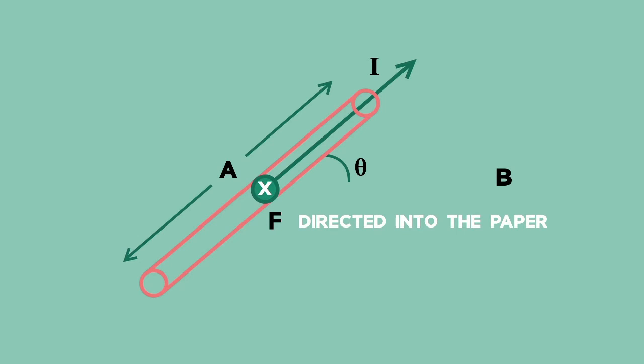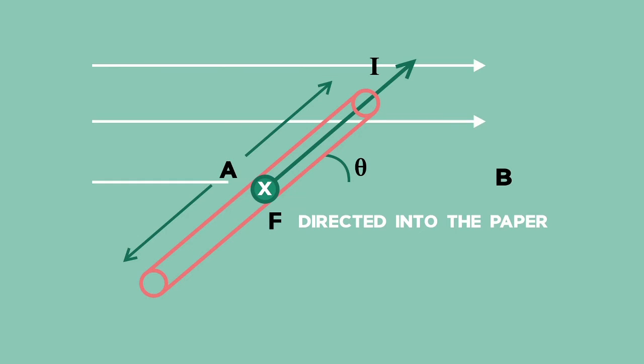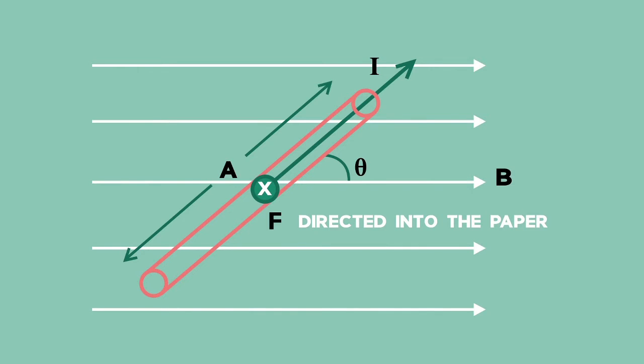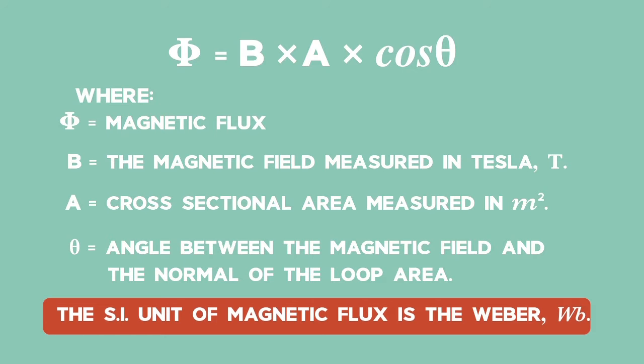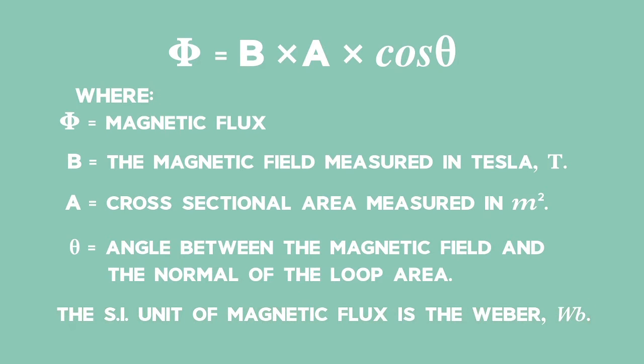Magnetic field lines are also known as flux density. The more field lines, the greater the flux density. So flux density is like the thickness of magnetism. Magnetic flux is given by the equation phi is equal to B times A times cos of the angle between the field and the axis of the loop of wire. Magnetic flux linkage, or phi, is measured in Webers.